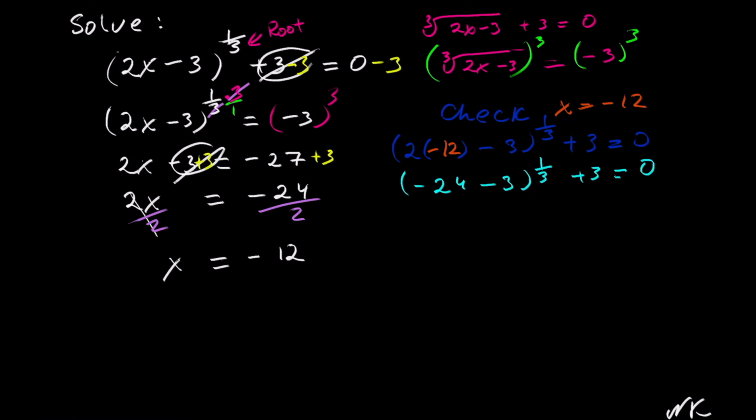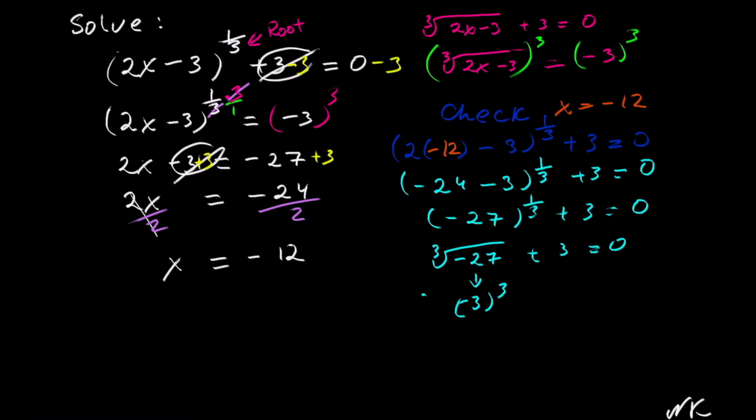Negative 24 minus 3, same sign, so we sum. So we have negative 27 raised to the 1/3 power plus 3 is equal to 0. This is the cube root of negative 27 plus 3 is equal to 0. Negative 27 can be rewritten as (negative 3) to the 3rd. So we have the cube root of (negative 3)^3 plus 3 is equal to 0. The cube root and the cube will cancel.